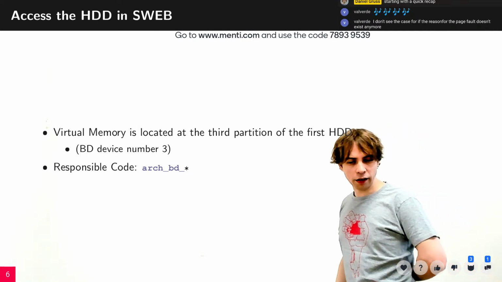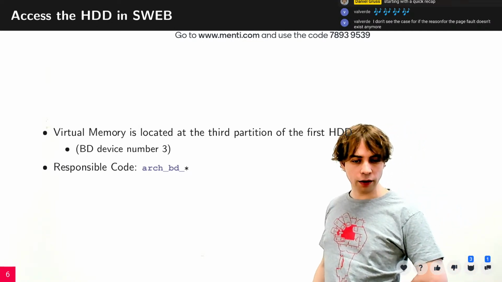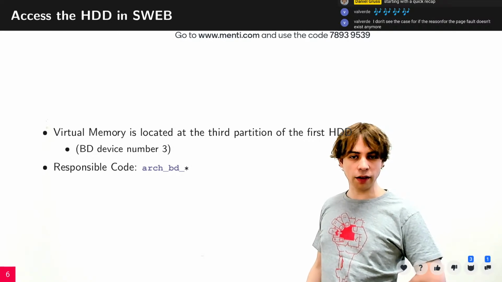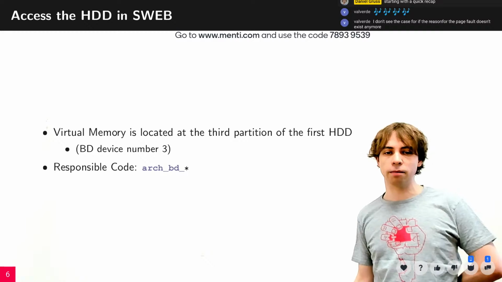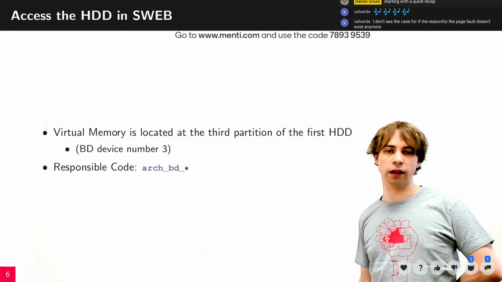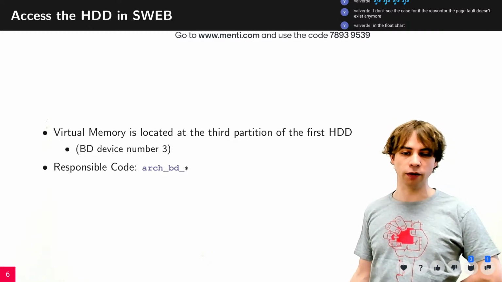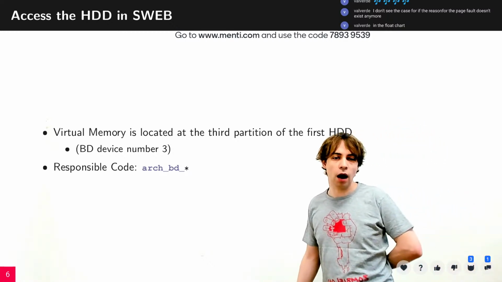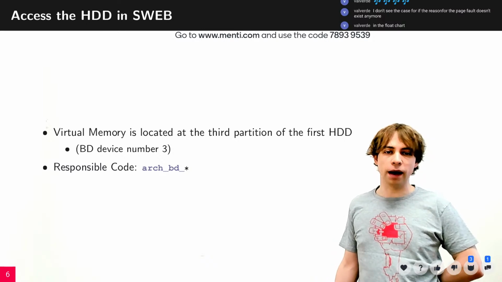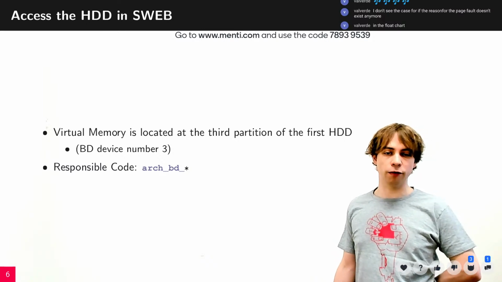In the chat, there's a comment: I don't see the case for if the reason for the page fault doesn't exist anymore. Yes, some of these cases in the flowchart might not apply for the specific swap implementation that you have, but depending on how you implemented it, some of the nodes might be relevant or not.